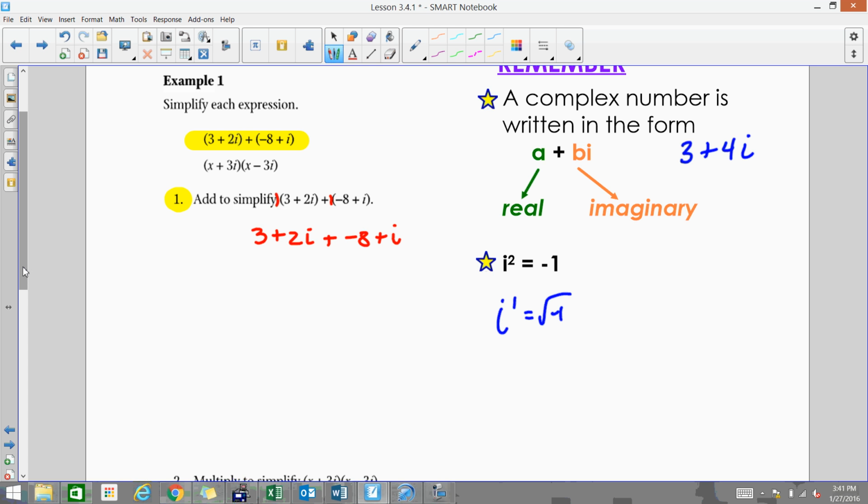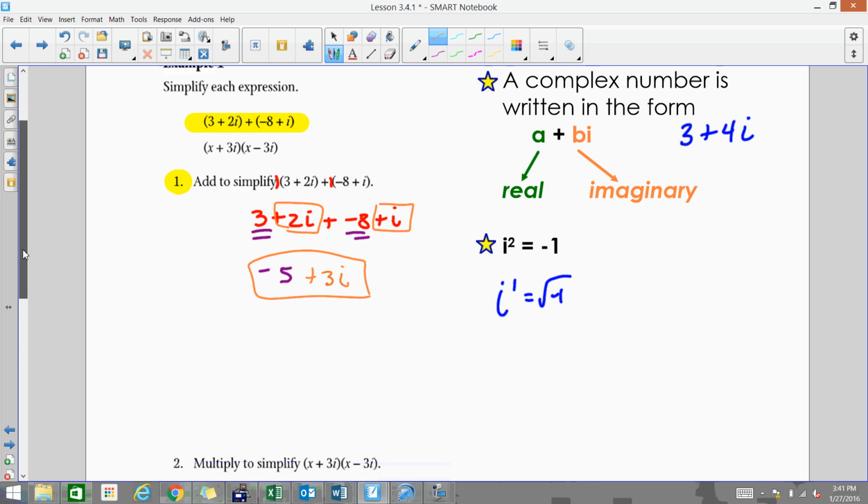Now, remember, i is a number, but i acts like a variable. So we're going to combine like terms with our real numbers, so 3 and negative 8, and we get negative 5. And then we're going to take our imaginary numbers, 2i and i, or 1i, and that's going to give you 3i. And this is written in complex form, simplified complex form. So that's how you do number 1.